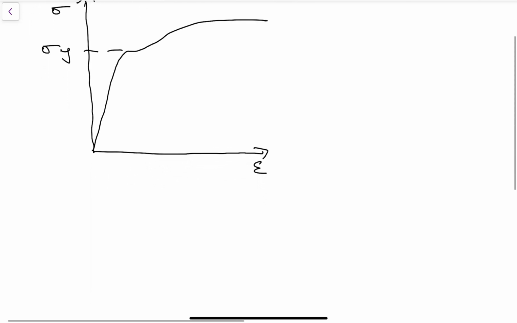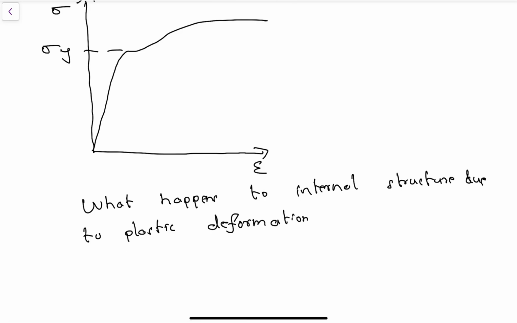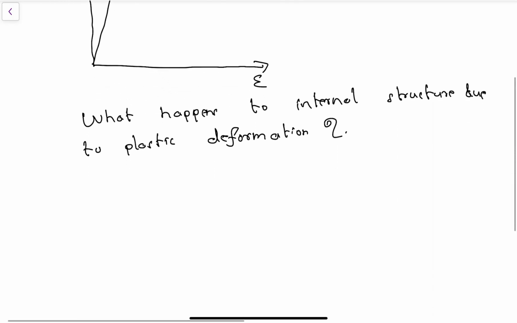But now the question is, what happens to the internal structure due to plastic deformation? See what is happening to the internal structure. We have seen examples of the crystal structure, how atoms are arranged in a crystalline way. So what happens to this crystal structure during plastic deformation?